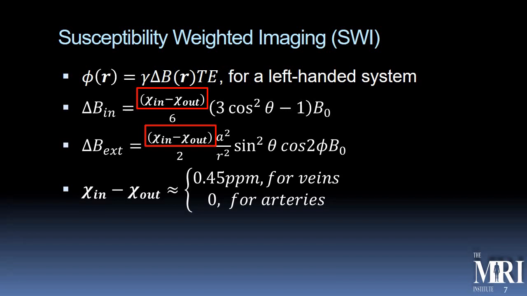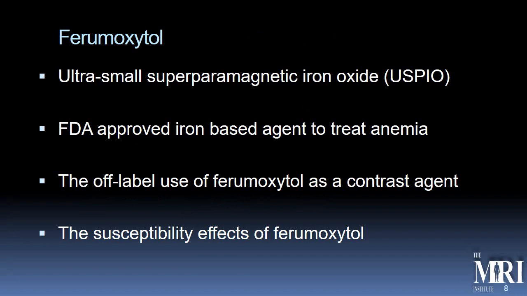For the arteries, however, the susceptibility difference is close to zero with respect to the surrounding tissue. Consequently, to use SWI to image the arteries, we need to find a way to modify the susceptibility of the arterial blood, and this can be done by using Ferumoxytol. Ferumoxytol is a type of ultra-small superparamagnetic iron oxide. It is an FDA-approved iron-based agent for treating anemia, but it has also been used as an off-label contrast agent using its T1 shortening effect. In this study, we are mainly using the susceptibility effect of Ferumoxytol.